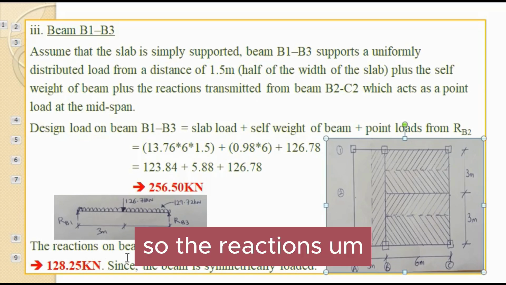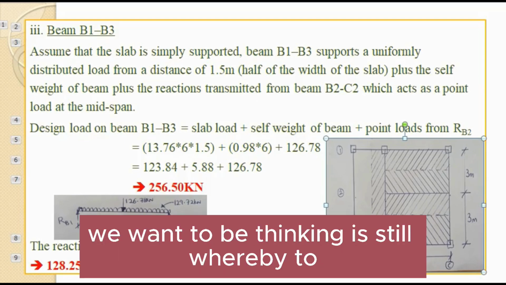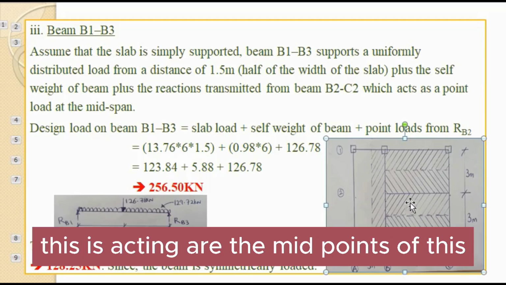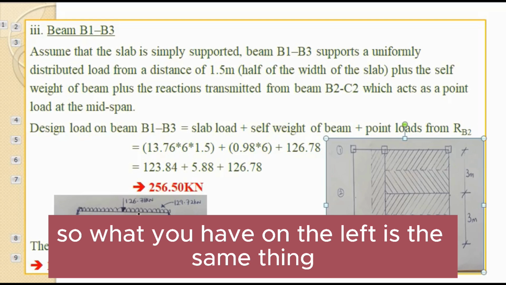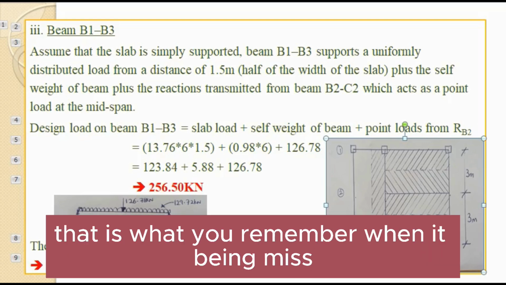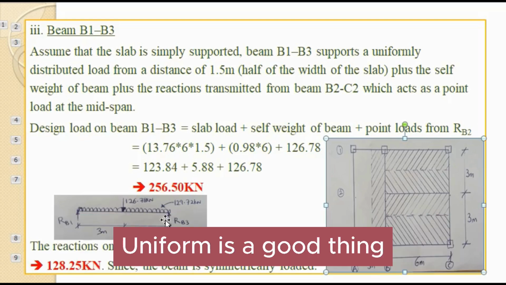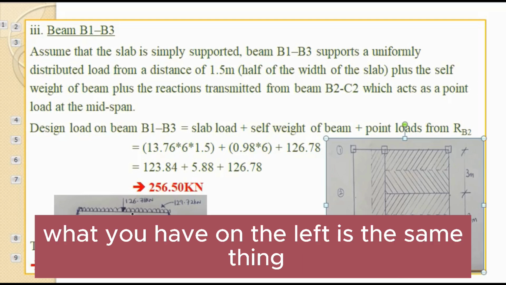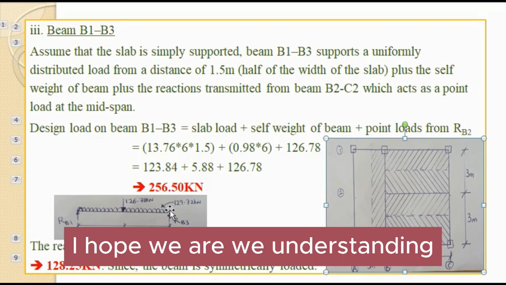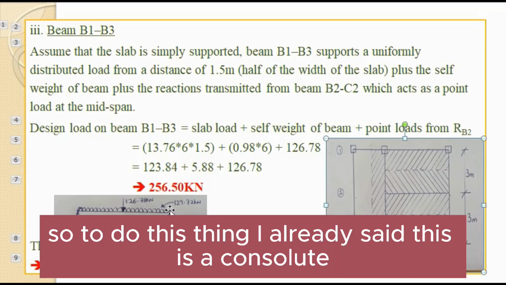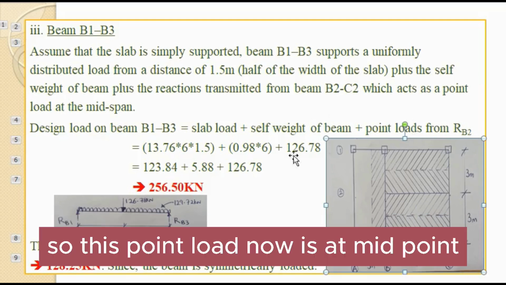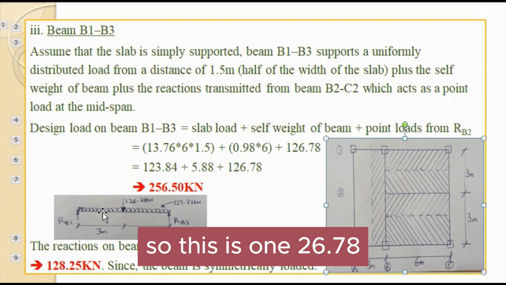The reactions on B1 to B3 are still divided by 2 because it is symmetrically loaded. This is acting at the midpoint. So what we have on the left is the same as what we have on the right. That is what we mean when a beam is uniformly distributed. What you have on the left is the same as what you have on the right. I hope we are understanding. So we already said this is the point load, and this point load is acting at the midpoint. So this is 126.78.